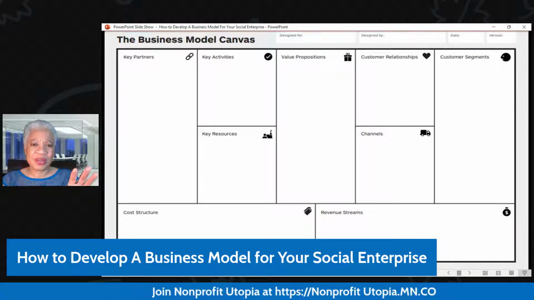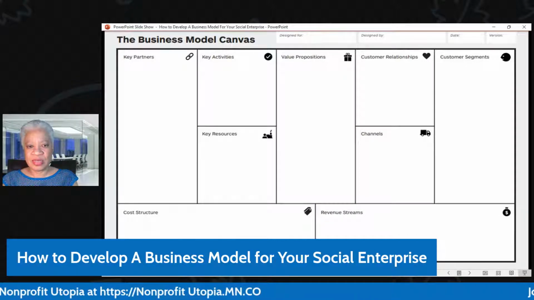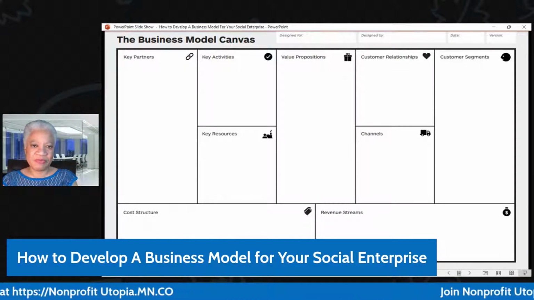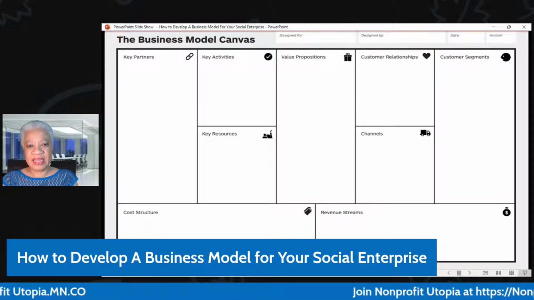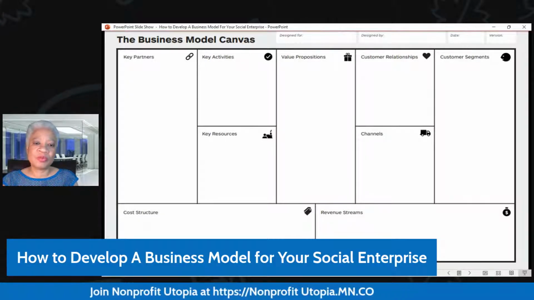You look at your key resources. What raw materials do you need? And again, those resources can be physical resources. They can be human resources. They could be financial resources. They could be intellectual resources.